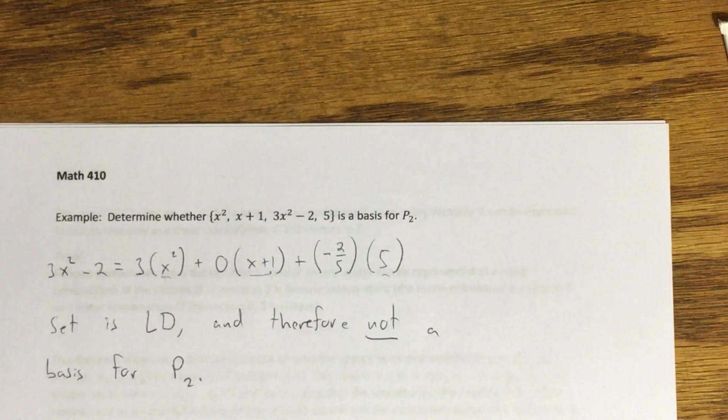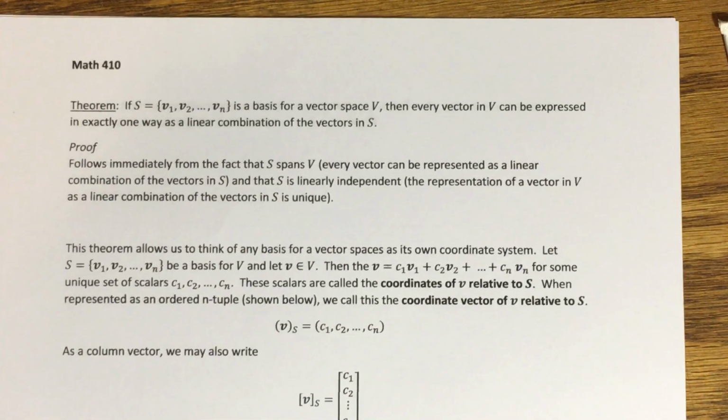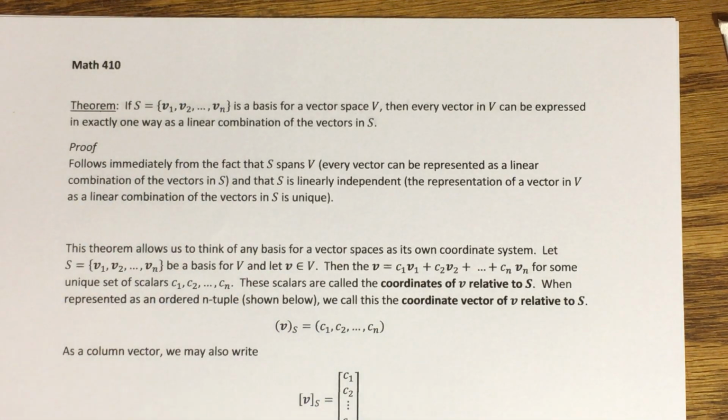All right. So you've now seen a few different approaches to showing whether a given set is or is not a basis for a vector space. But now let's go into the reason we were even talking about bases in the first place. At the beginning of the first video, I mentioned that the spanning condition guarantees that every vector in a vector space V can be represented as a linear combination of the vectors in our basis, and the linear independence condition guarantees that that representation is unique.